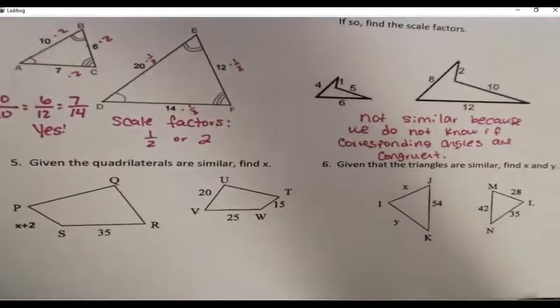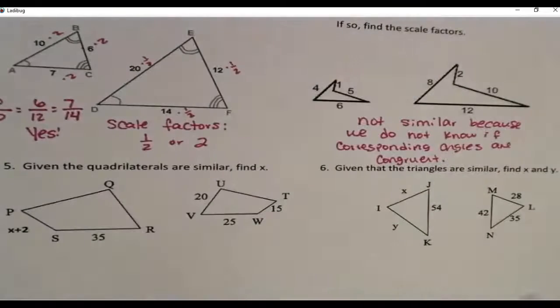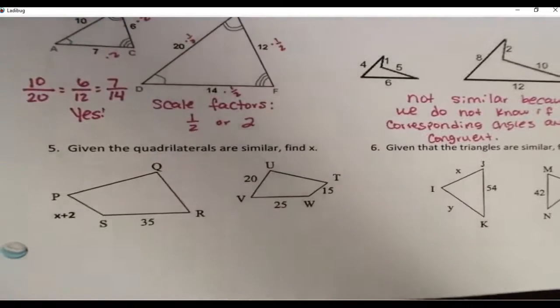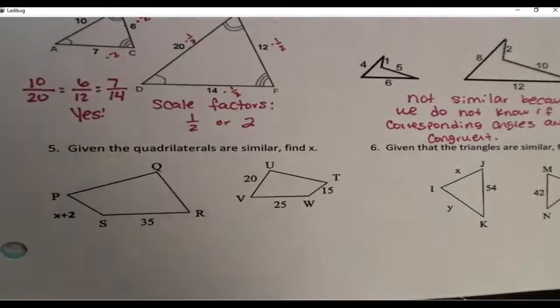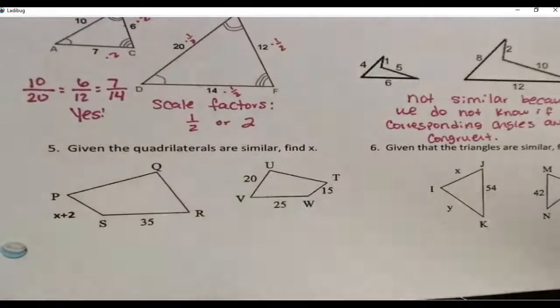Okay, and the other thing that we're doing today is we're finding missing sides. So in number 5, it says, given that the quadrilaterals are similar. So it's telling me that they're similar. We want to find x. So in order to do this, we want to set up a little proportion equation like what we did for the warm-up. So in this one, you want to find a proportion that you know, and then you set it equal to what you're trying to find.